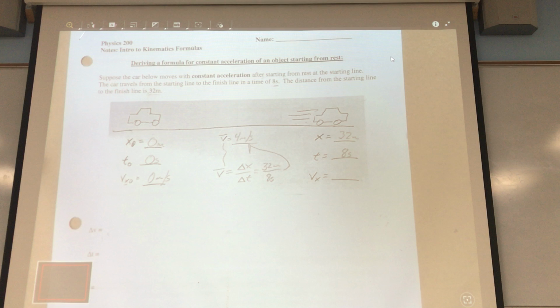And I'm curious, last class, this didn't do it for him, but what do you think v is? So the initial velocity is 0. What would the final velocity be? Any guesses? Something reasonable?